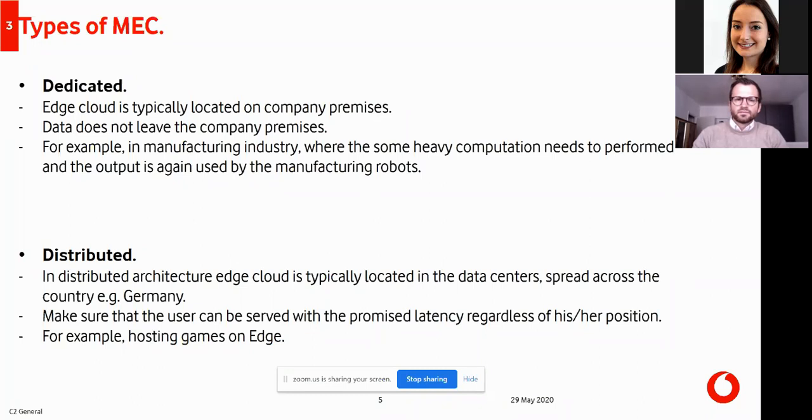Then there is a concept called distributed edge cloud, which is typically located, let's suppose, in different data centers spread across the country, so as to make sure that all the users served within one geographical location can access the application and get latency within the same range. For example, it doesn't matter if I'm in Munich, Stuttgart, or Berlin. When I'm using a certain application hosted on my edge cloud, and this edge cloud is in my data centers, which are spread across Germany, then it doesn't matter where I'm using this application, I will almost always get the same response everywhere. So that is the concept of distributed, and that is the difference between dedicated and distributed.